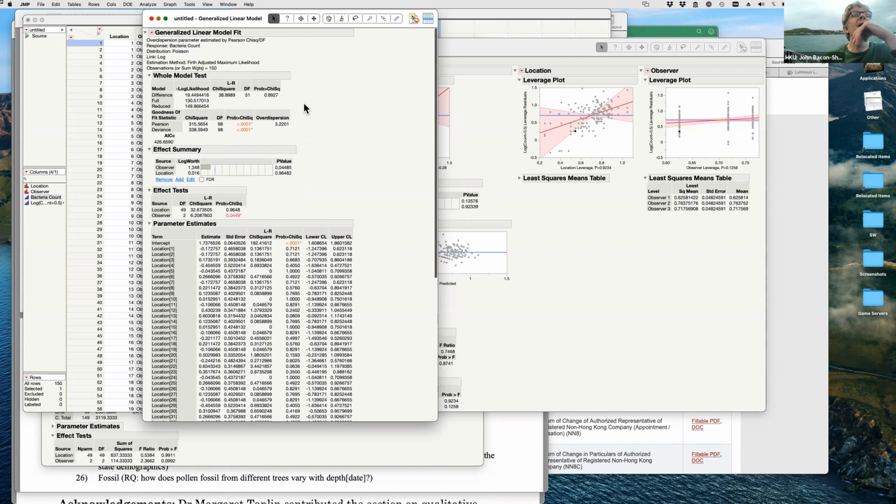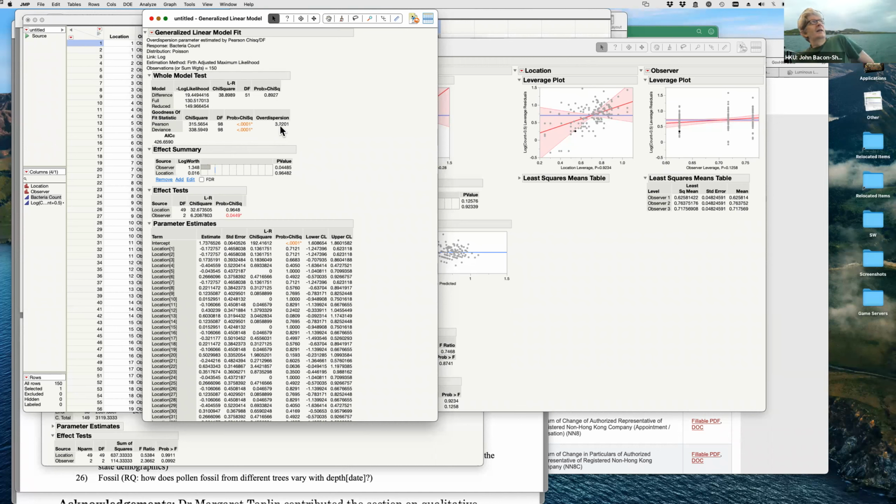And we have here the goodness of fit test. We have an AIC. And the over-dispersion parameter estimated by Pearson's chi-square. So this says that we actually have some over-dispersion. The over-dispersion is about 3, so it means that the variability is about 3 times what we would expect if it really was Poisson data.